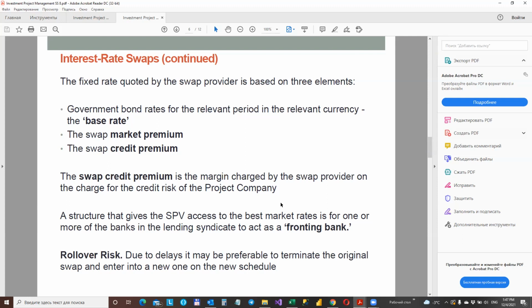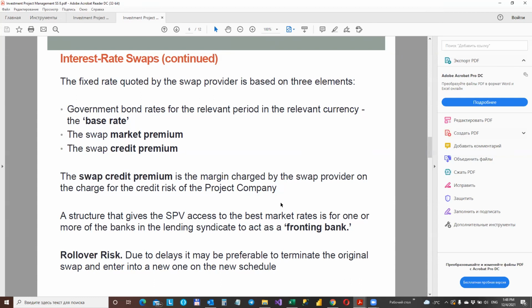A structure that gives the project company access to the best market rates is for one or more of the banks in a lending syndicate to act as a fronting bank. The project company goes into the swap market for quotations based on the swap provider entering into a swap with the fronting bank. The project company then enters into an identical back-to-back swap with the fronting bank. The fronting bank itself can still quote in competition for the market swaps. And the fronting bank charges the swap credit premium, or is counter-guaranteed by the syndicate banks, and it charges a smaller premium reflecting this.